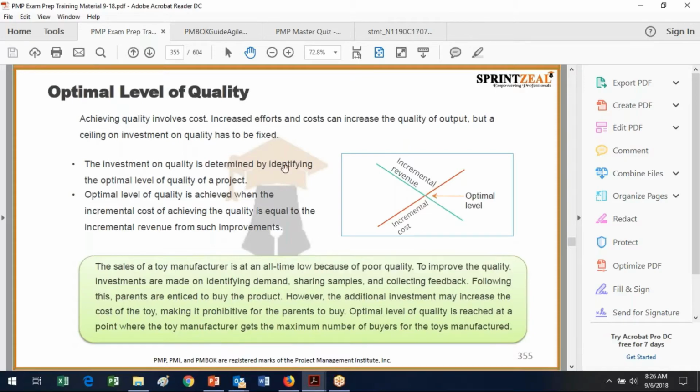So the example here is a toy manufacturer that's not selling because of poor quality, and so they do a lot of mitigation factors to try to work on that and then re-engage their buyers. But again, that additional investment increases the cost and then might make it too expensive. And of course, you've got to hit that happy sweet spot. And also, as I said before, you never get a second chance to make a first impression. So it's probably more expensive to lure buyers back than to obtain them in the first place.